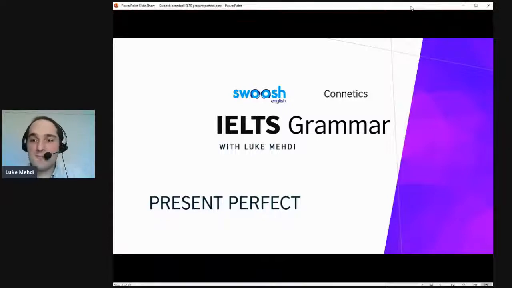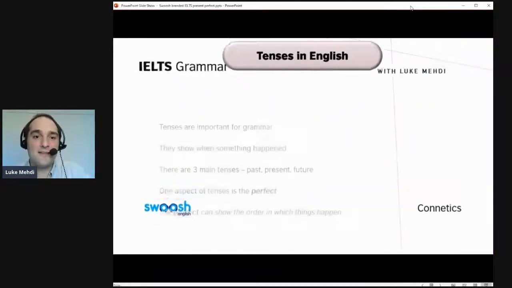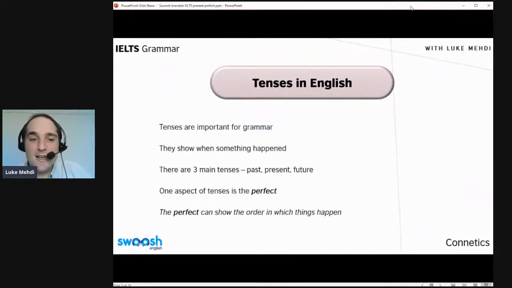So today we're going to be looking at IELTS grammar, and particularly we will be looking at the present perfect. So let's get started. In English, tenses are really important for your grammar. You need to make sure that you're using the correct tense in your IELTS test.